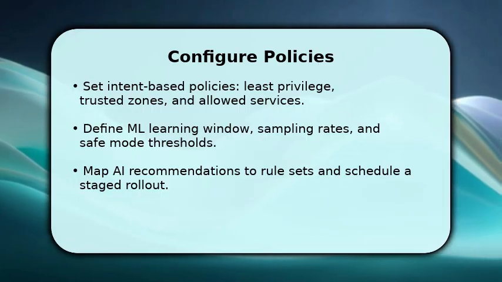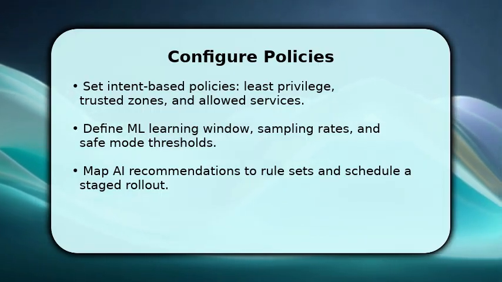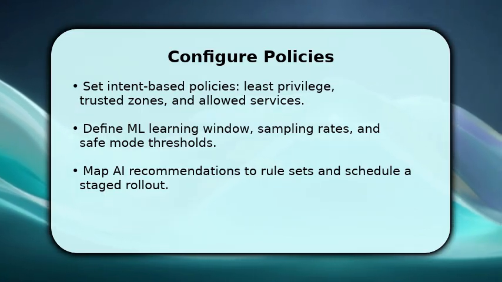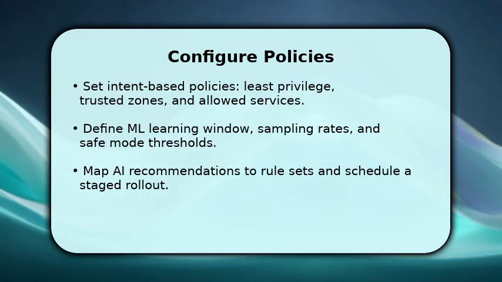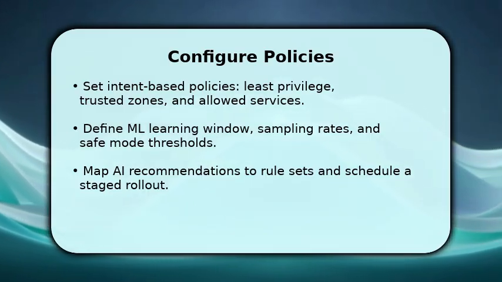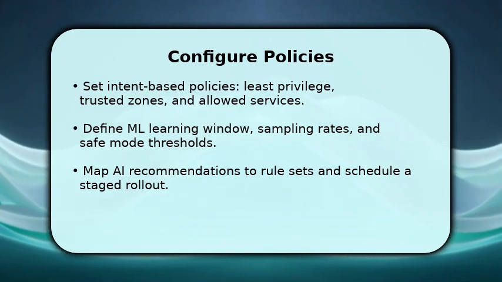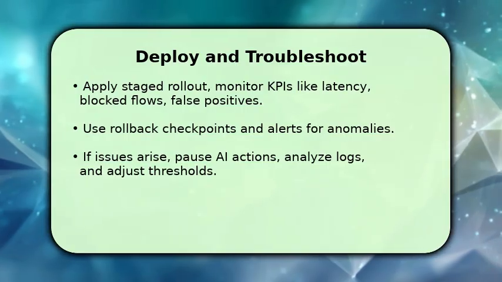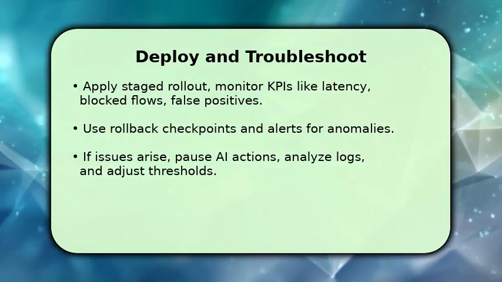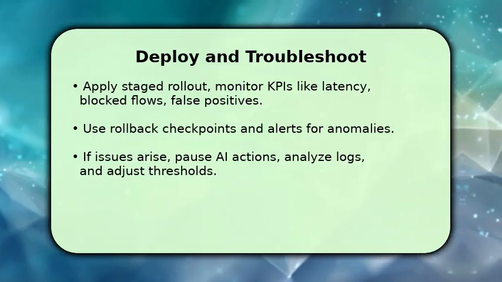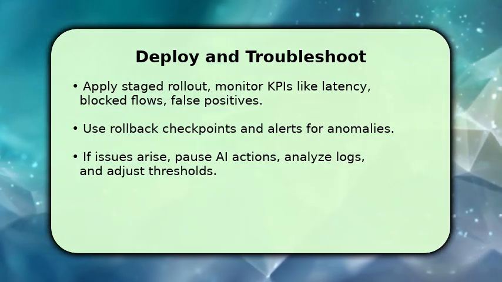Once the AI produces recommendations, review and map them into explicit rule sets, and schedule a staged rollout to apply changes to a pilot segment before full deployment to reduce risk. You deploy the staged rollout and monitor key indicators such as latency, blocked flows, and false positive rates to verify behavior. Make sure automated rollback checkpoints are set, and alerts will notify you on anomalies so you can act fast.